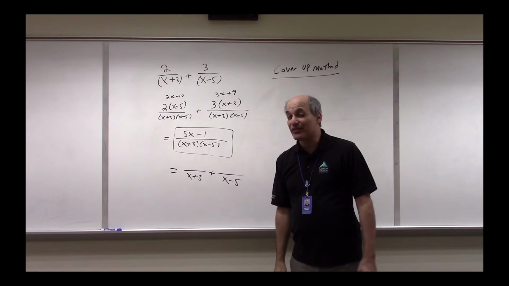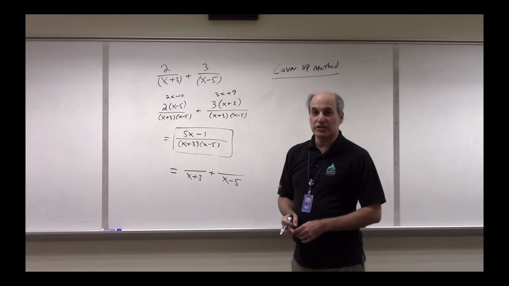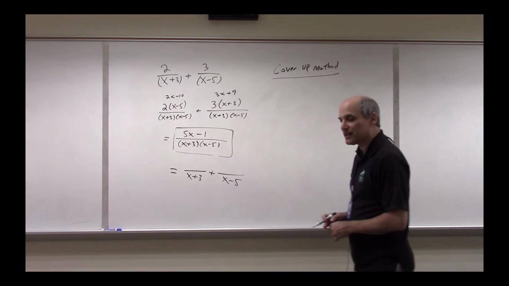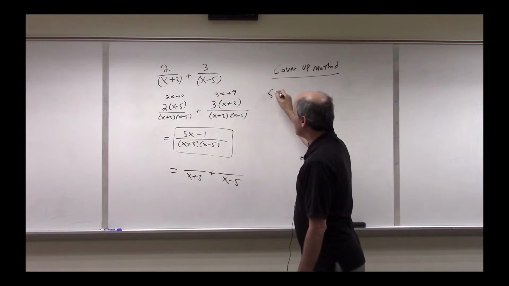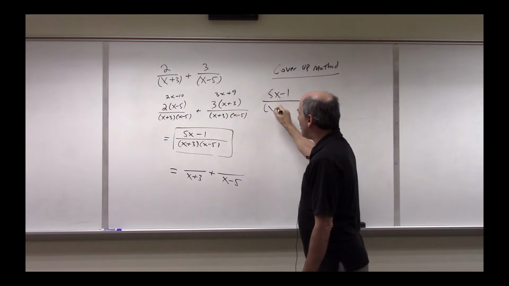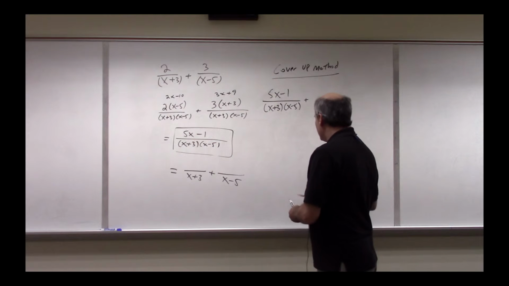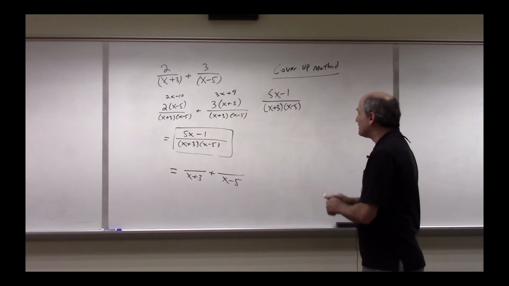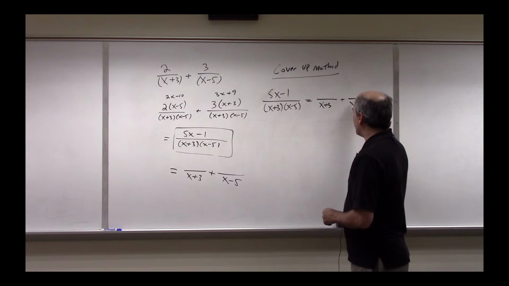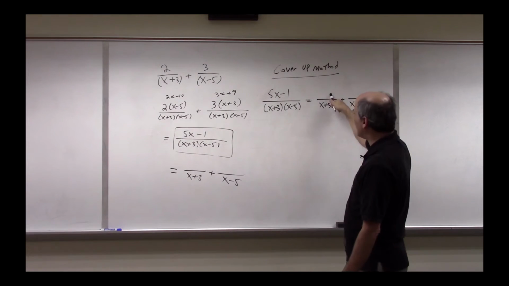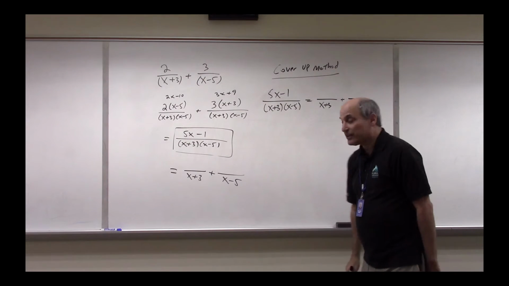It's also sometimes called the Heaviside method because one of the guys who really liked using it was an engineer named Oliver Heaviside early in the 20th century. So let's go backwards. If I start with 5x minus 1 over x plus 3 times x minus 5, I know that's something over x plus 3 plus something over x minus 5. How can I figure out these missing numbers? Well, to do it, you use this cover-up method.